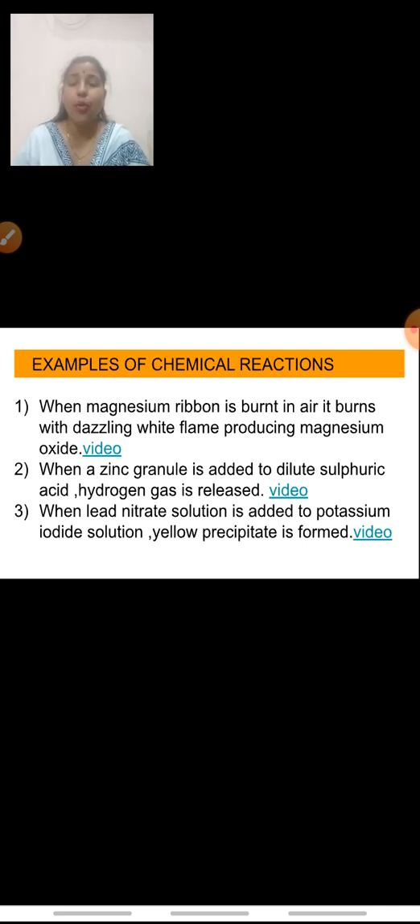Children, now I'm showing you a video in which the burning of magnesium ribbon is being demonstrated.